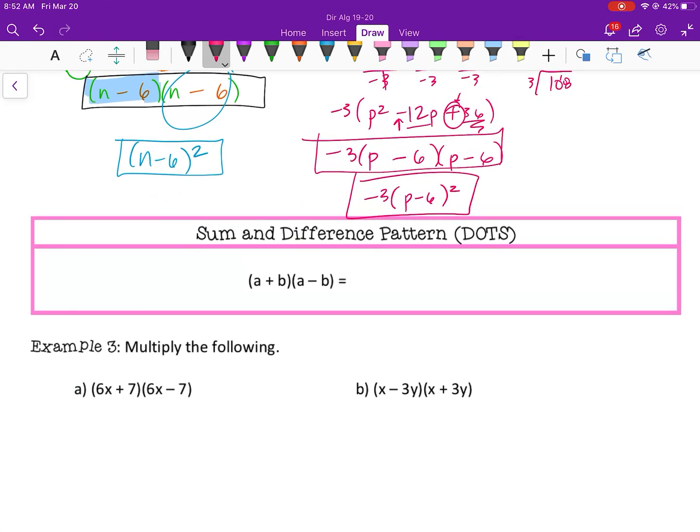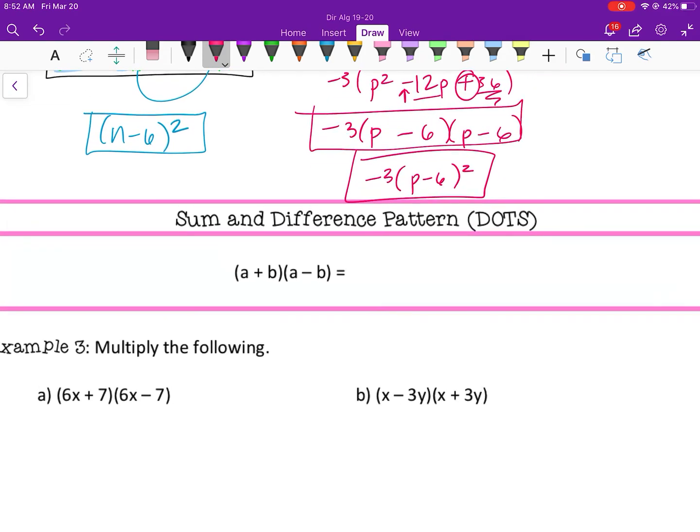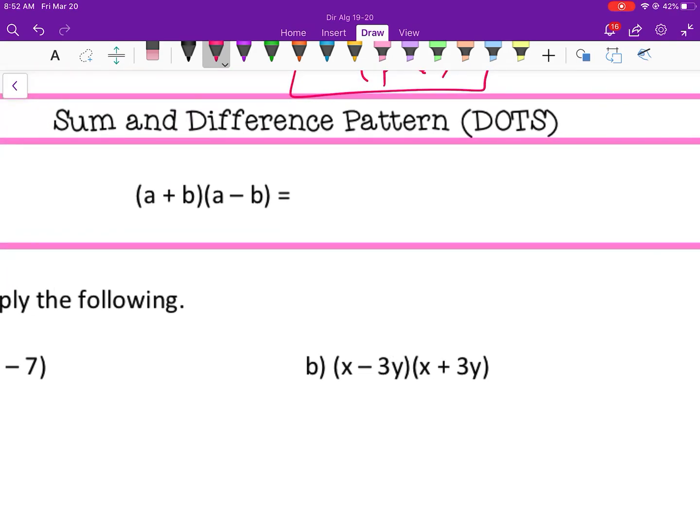Now, our next pattern I like to call dots, which stands for difference of two squares, which we'll talk about in a second. And if we have a plus b times a minus b, so basically almost matching parentheses, well, if we were to FOIL that all out, or double distribute, whichever, so we'd have a squared, okay, negative ab, and then insides we would get a positive ab minus b squared.